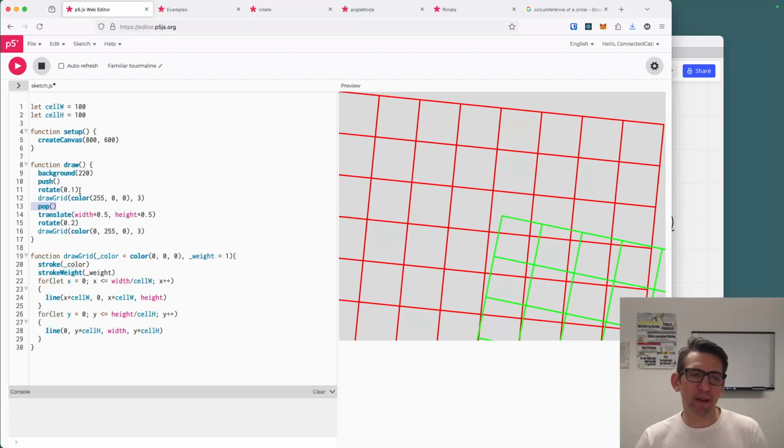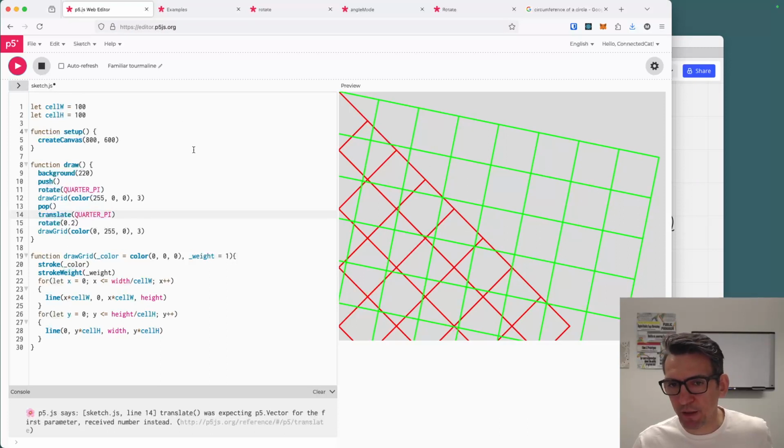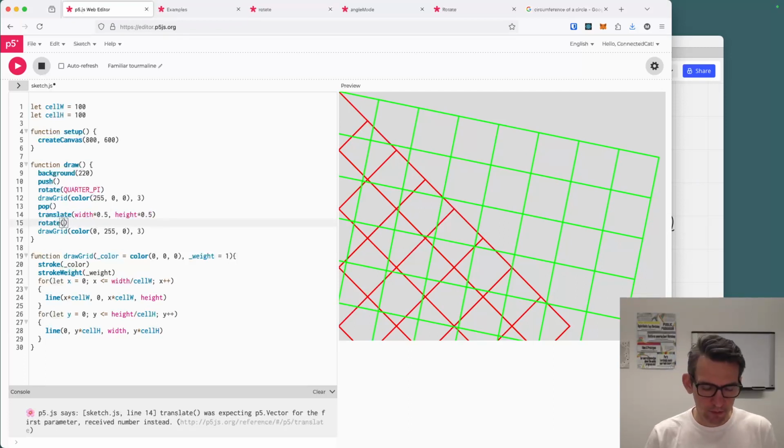And you can see how that rotation applies. For example, if I do quarter pi over here, and then another quarter pi, right? So typically those two would stack. So my green grid would be 90 degrees, right? Or like half a pi. But in this case, since I'm pushing and popping the matrix, oh wait, I translated by quarter pi. I didn't rotate by quarter pi. I wanted to do it right here.